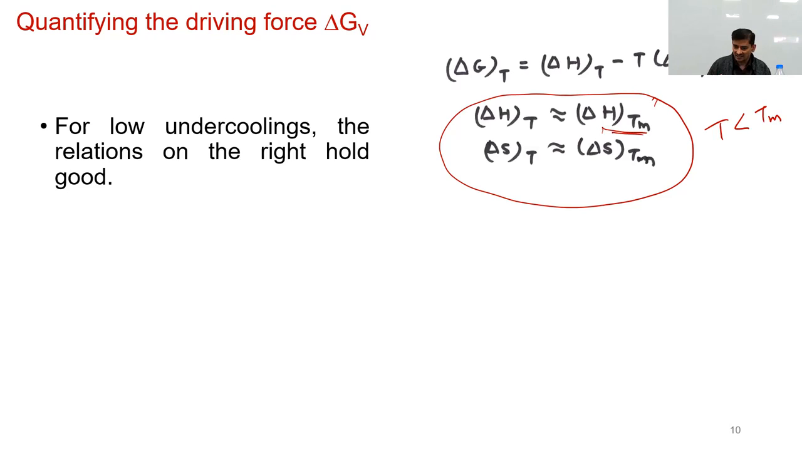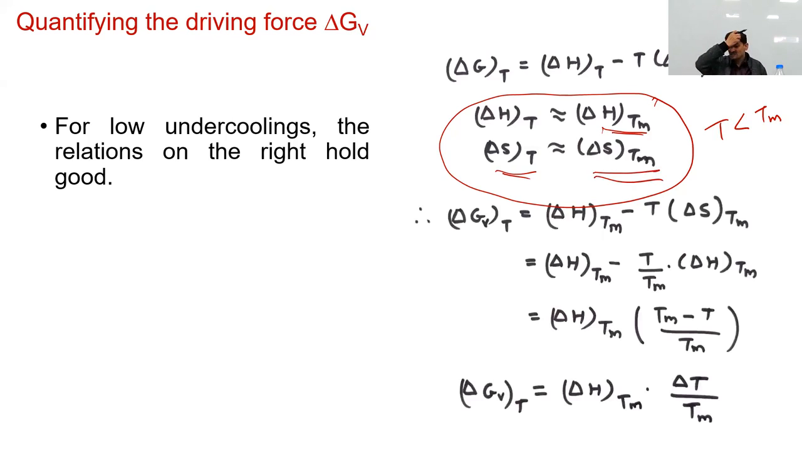Likewise, we make another assumption that the entropy change at some temperature T below the melting point, a small difference, is not very different from the entropy of melting, delta S Tm. This comes in very handy. So now we can write the free energy difference between liquid and solid for any temperature T as simply delta H for that temperature T, which we have just assumed, so we are putting that delta H.